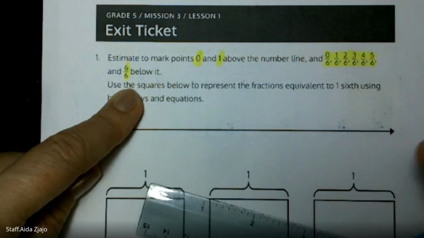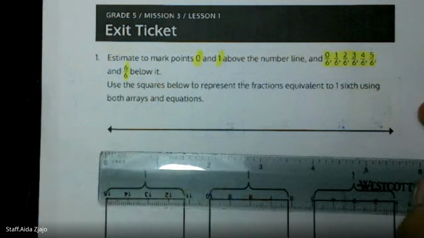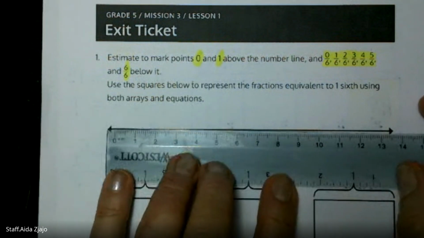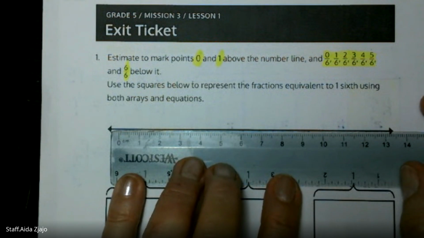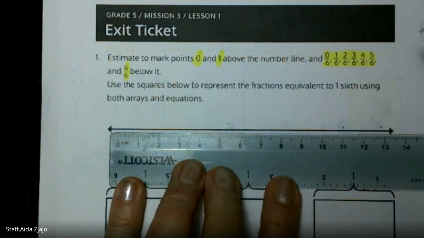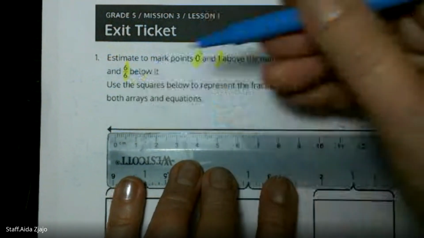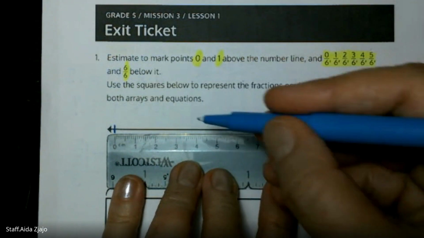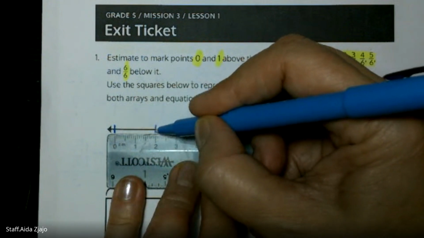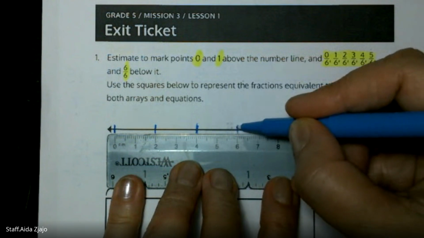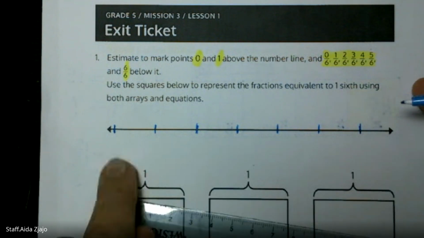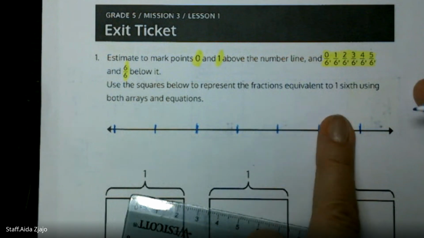So that means the whole has 6 equal pieces. If I think about using my centimeters, I can take 2 centimeters to make one space, so that would be good for me. I need 6 equal spaces, so if I skip by 2 centimeters, I should have 6 equal spaces. I can check: 1, 2, 3, 4, 5, 6.